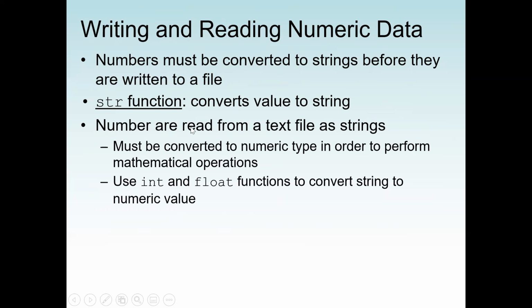So numbers are read from a text file as a string. So if I have values and I want to do an arithmetic operation, if I get the data from a file, it's like using input. If I get data using the input function from a keyboard, I always have to convert to int or float in order to do arithmetic operations. The same concept here. If I open a file and read data into a variable, I need to convert that data to either int or float in order to do arithmetic operations. Otherwise, the values will be known as a string.